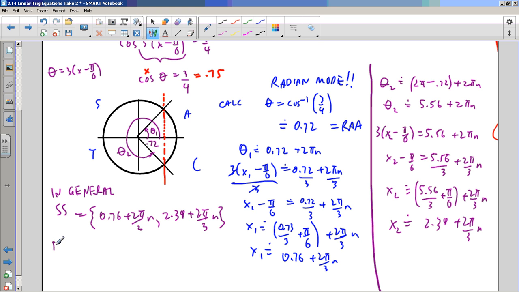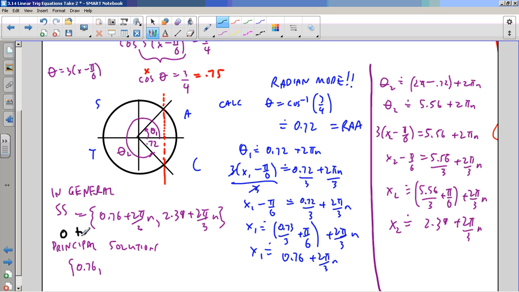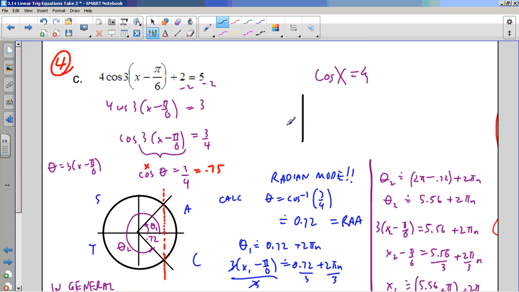Now, the principal solutions. The principal solutions, of course, are this one. But notice that when I add 2 pi over 3, I haven't gone over 2 pi. So one of the solutions, remember the whole goal was to state all the solutions between 0 to 2 pi, right? But I can add a spin, and it's one of these squish spins that I mentioned up here when we were doing the diagram, right?